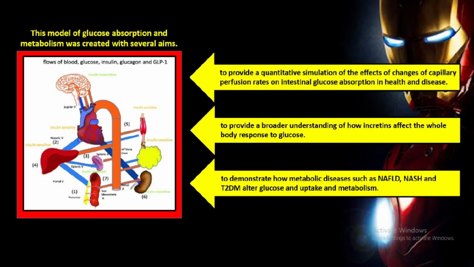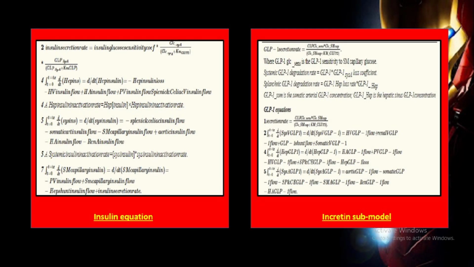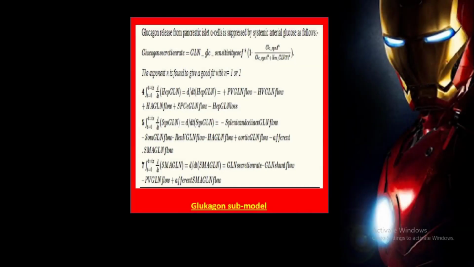The model of glucose absorption and metabolism was created with several aims: to provide a quantitative simulation of the effect of the change of capillary perfusion, to provide a broader understanding of how incretins affect the whole body response to glucose, and to demonstrate how metabolic disease affects uptake and metabolism. This is the example solution where we use differential equations: glucose equations, insulin equations, an incretin submodel and a glucagon submodel.